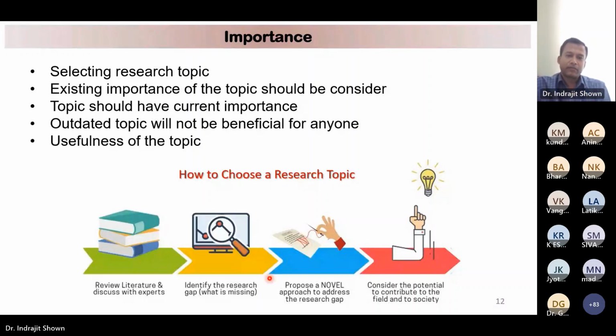And then based on those things, you can propose a topic or novel approach to address that particular gap, and you have to say that based on this way I can fulfill the research gap or particular research topic. Then consider the potential contribution to the field and the society. Then you can connect it to the current way, and then based on that you can go ahead with the particular research topic.